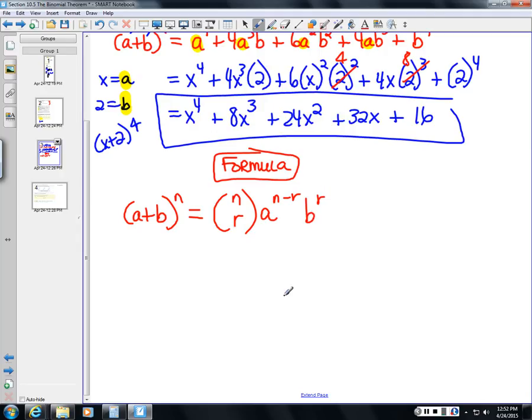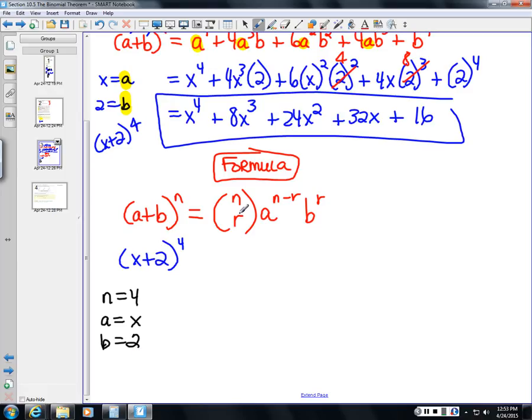Now, how do we know what is what? Well, first of all, we know that this is going to be x plus 2, and this is to the 4th power. So labeling everything is important too. My n here, of course, is going to be 4. The a is equal to x. The b is equal to 2.